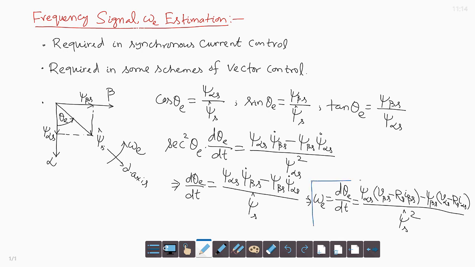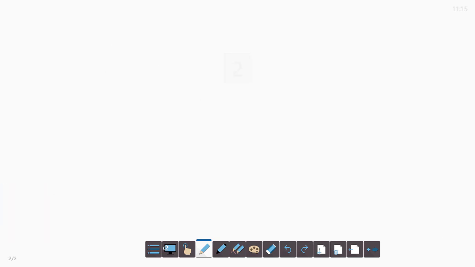for omega e estimation. Here we can use voltage sensors and current sensors, from which we get v alpha s and v beta s, i alpha s and i beta s, then estimate psi alpha s, psi beta s and omega e. Frequency omega e can also be derived as a function of the rotor flux components using the same principle as we have discussed.